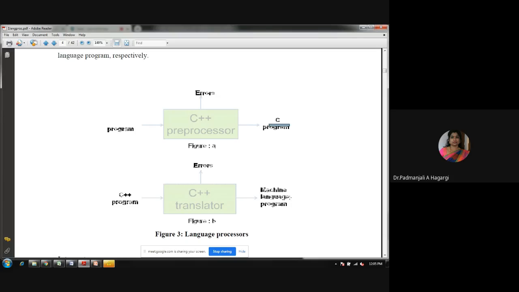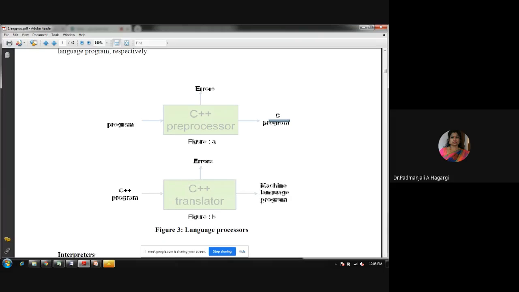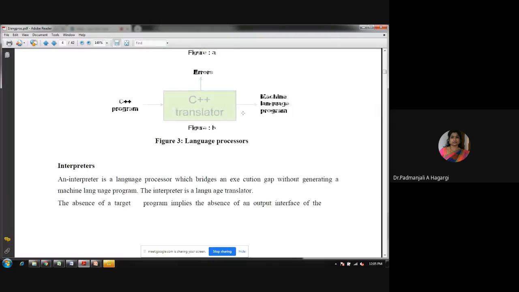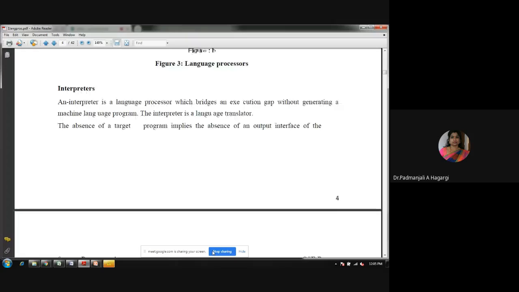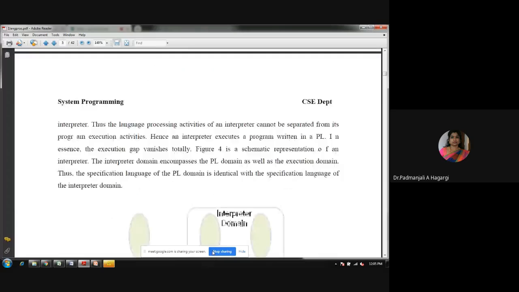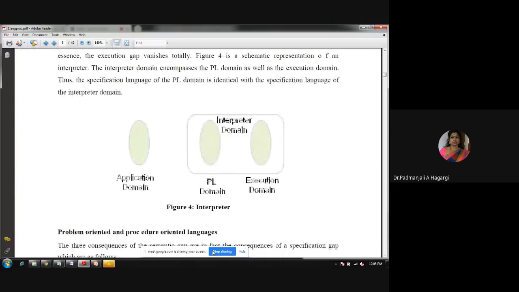And this generated machine language, which is nothing but the target language, goes for the executable file by linking and loading it into the memory. So that is what the language processor is. And all about the interpreter I have also told you. The interpreter takes the code one by one and goes for the execution of the program.